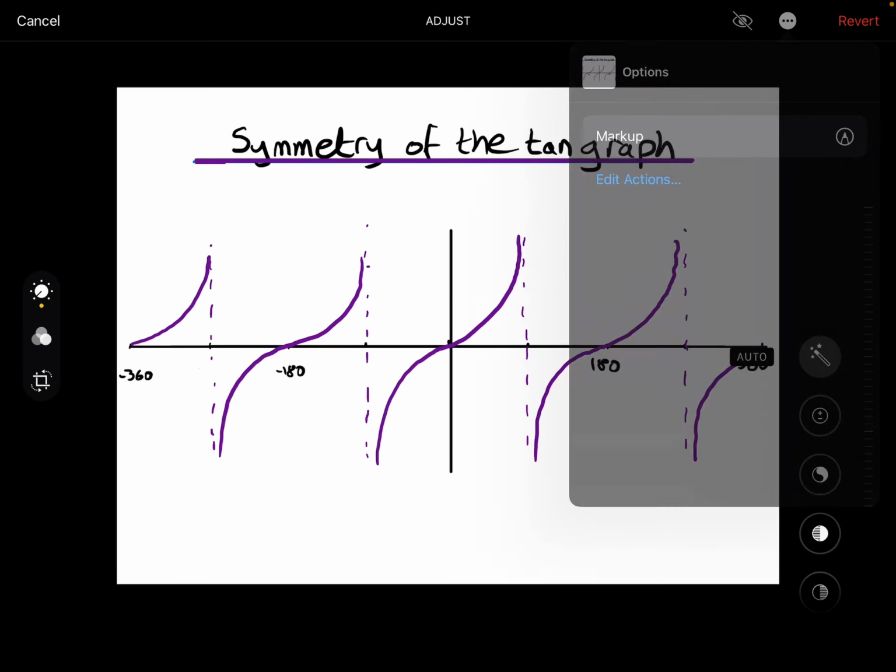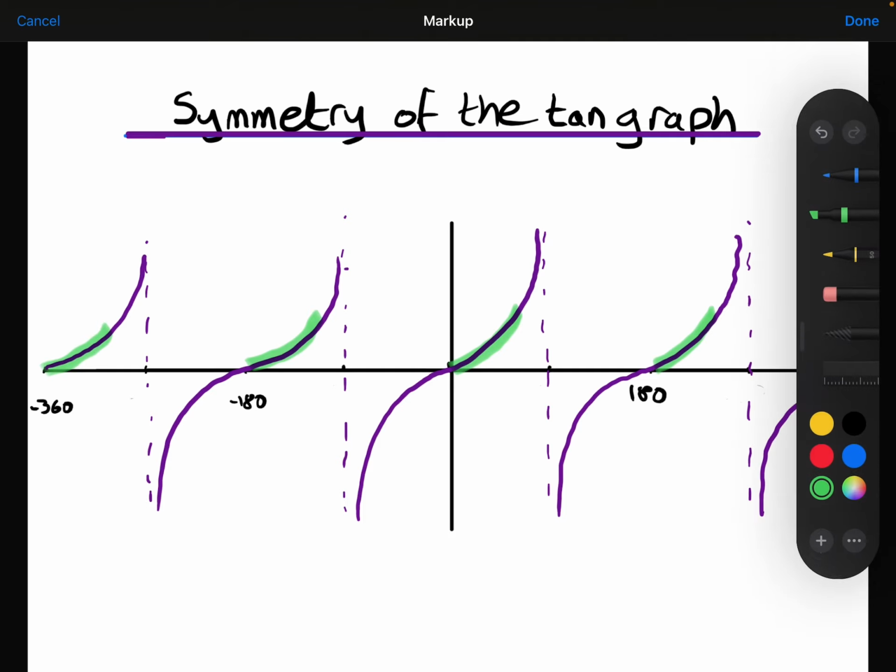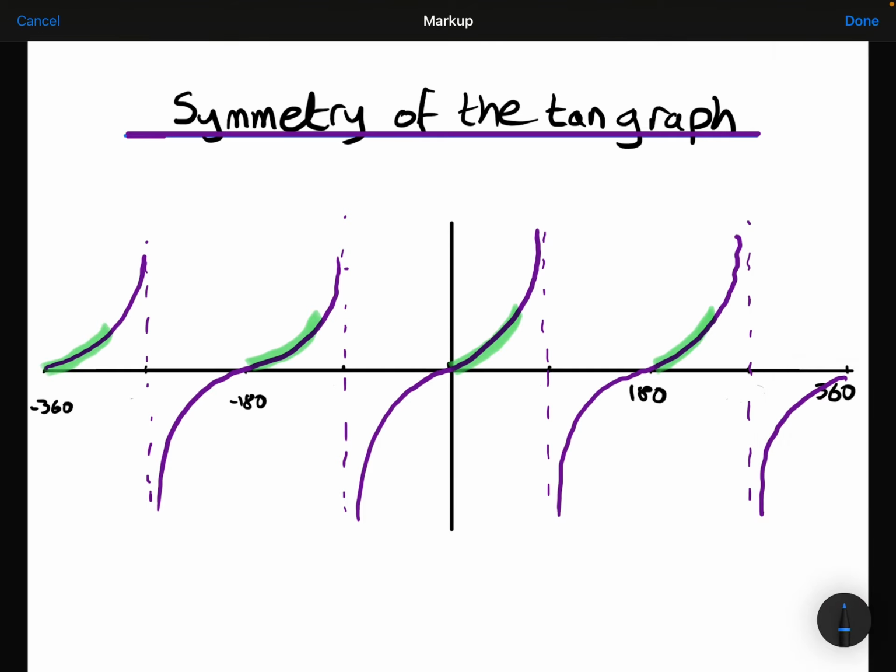Then we have the tan graph. The symmetry in the tan graph, I know that this is going to be the same as this, which is the same as this and this. So let's say that I know that this angle here is 50. I know this would be 50, this would be 50, this would be 50.